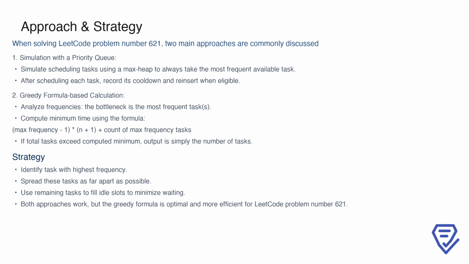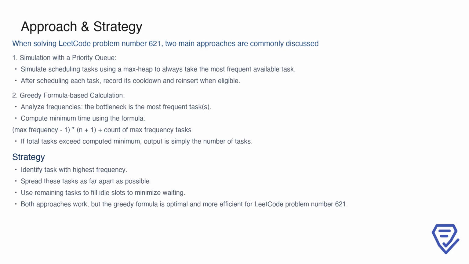The second is a greedy mathematical formula. Here, we focus on the task type that appears most frequently, and design the schedule so that these high-frequency tasks are distributed with at least n units between identical types. The minimum time required is calculated with (max frequency minus 1) times (n plus 1), plus the number of tasks that have that maximum frequency. This spreads out the critical tasks and fills in the rest with remaining task types.